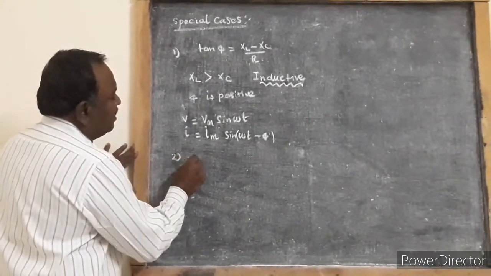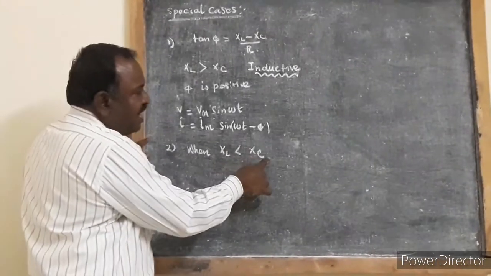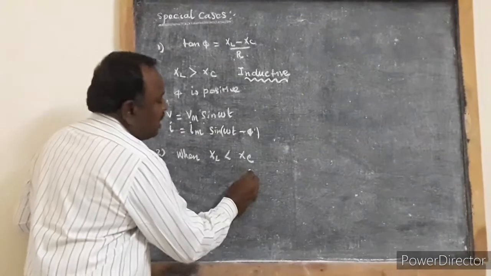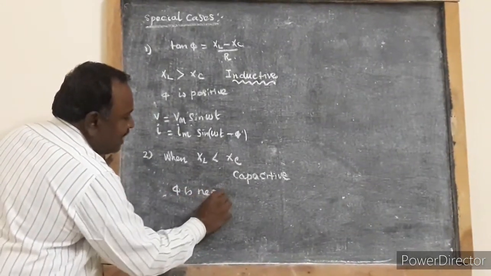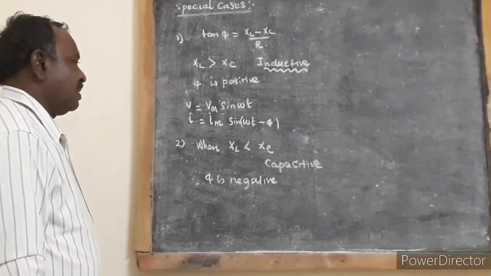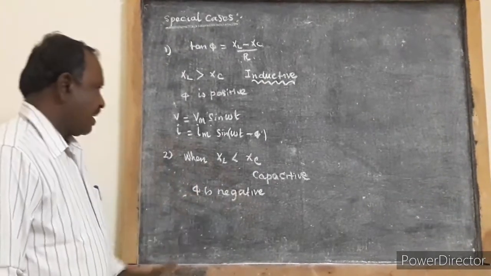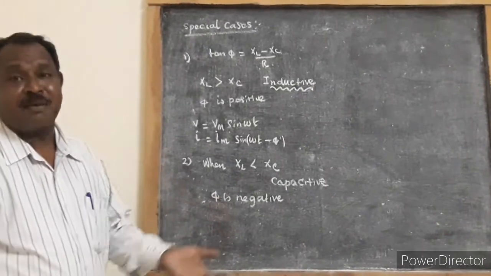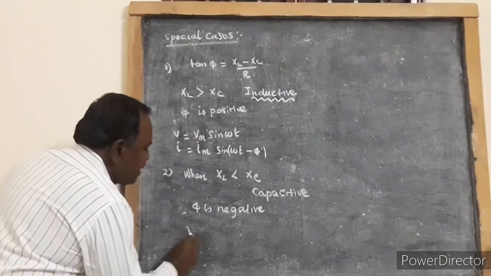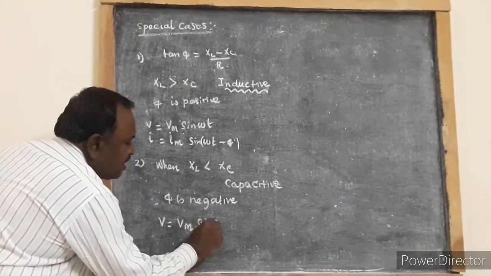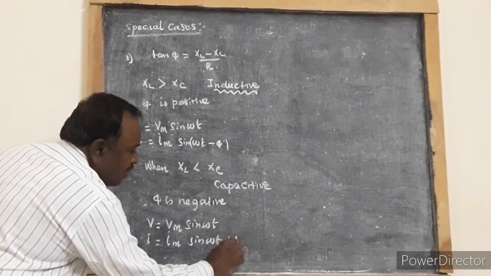Second case, when XL is less than XC. Since the capacitive reactance is greater than the inductive reactance, the circuit is capacitive. Phi is negative because XL minus XC is negative. If the circuit is capacitive, the current will lead the voltage, or the voltage will lag the current. The corresponding voltage and current are given by V is equal to Vm sin omega t, and the current is given by I is equal to Im sin (omega t plus phi).